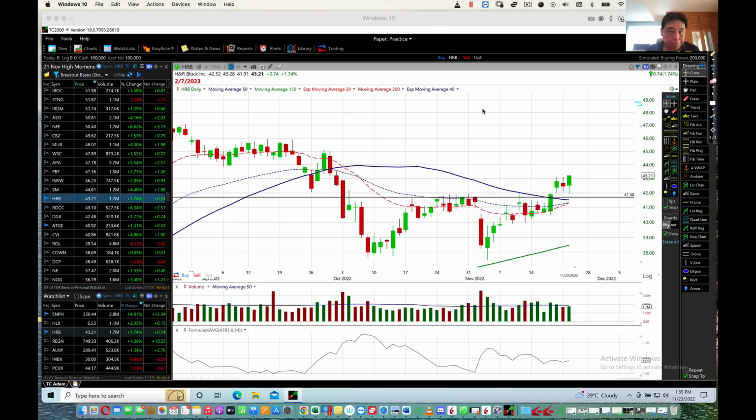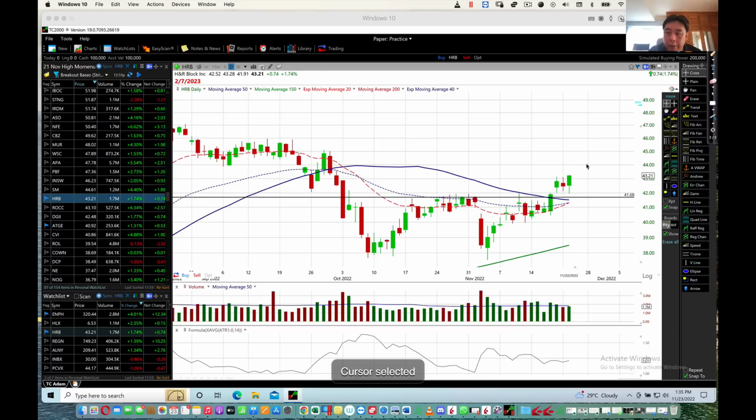So again, where do I put my buy order? I only want to enter the trade if the price continues going up today. If the price continues going up, I want to get in this trade. So what I could do is put a buy order just a few cents above the high of this candle or the close of the candle. If they're pretty close, I just put it above the high. That's fine as well.